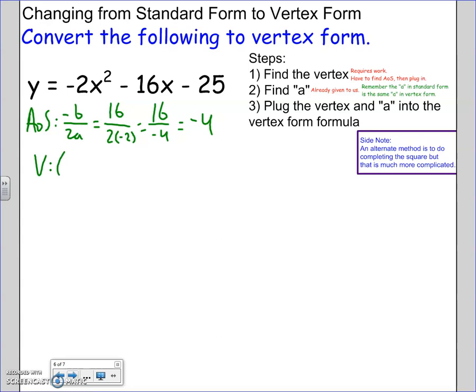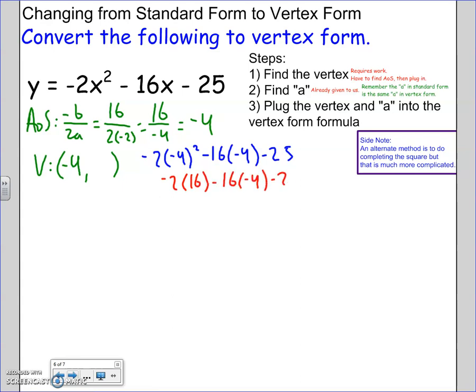Then when I find the vertex, I have h. I gotta find k. I gotta plug it in. So I'm gonna do -2, -4 squared minus 16 times -4 minus 25. I calculate that. So this is -2 times positive 16. So -32, positive 64, -25. Add it all together. Let's see, that's positive 32 minus 25, and that gives me 7. Alright, we found the vertex, HK, and I'll even label that. So here's H, here's K.